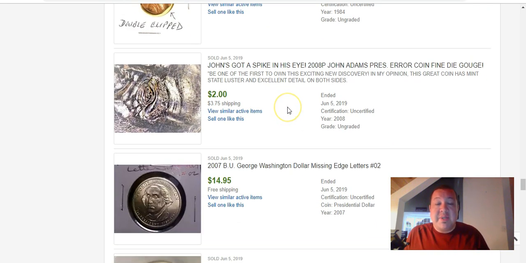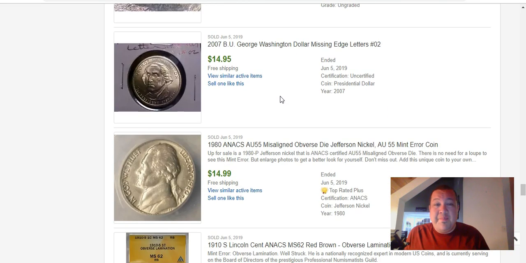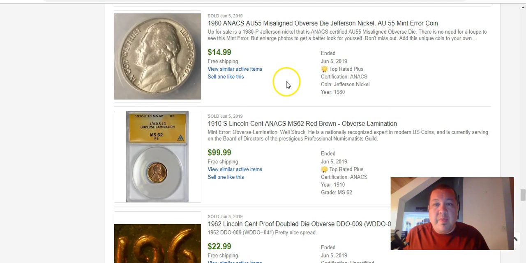Here's a John Adams presidential dollar. Someone was actually reaching for an error that really does not exist. Oh, missing edge lettering presidential dollars. Some of the more common ones, like this George Washington, do indeed sell for about 10 to 20 bucks. This one sold for 15, which is nice. These still exist in bank bags, or just at the bank in general. Pick some up. $15 for a misaligned die.